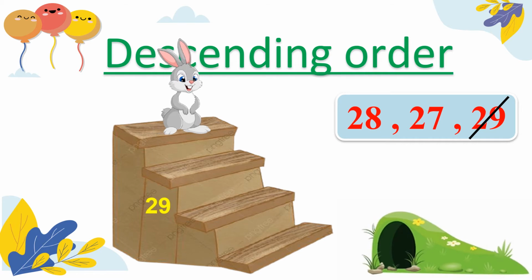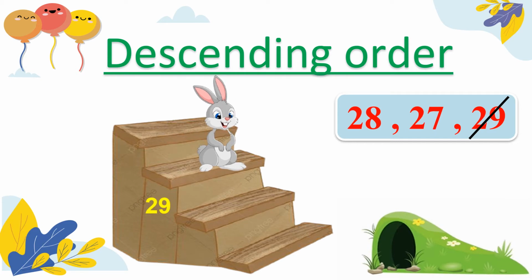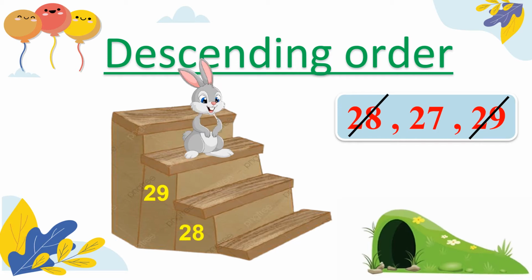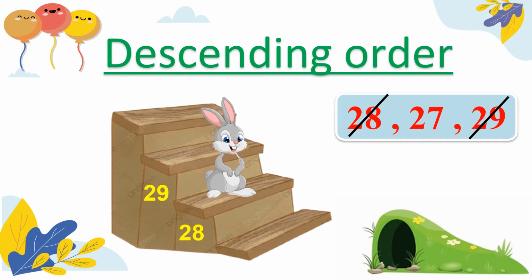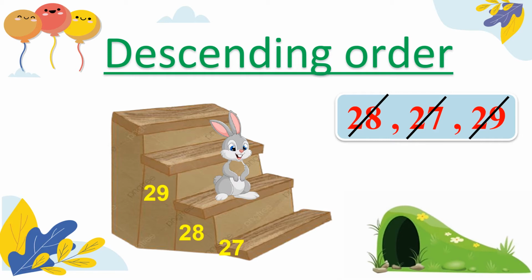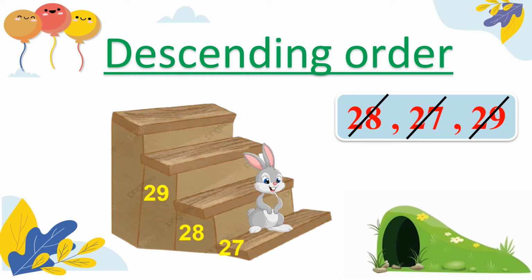So Mr. Bunny goes downstairs at 29. So next number will be 28 or 27. Which one is the greatest? Yes, 28. So Mr. Bunny now goes downstairs at 28. So the last number is 27. Finally, Mr. Bunny gets down to go back to his home.